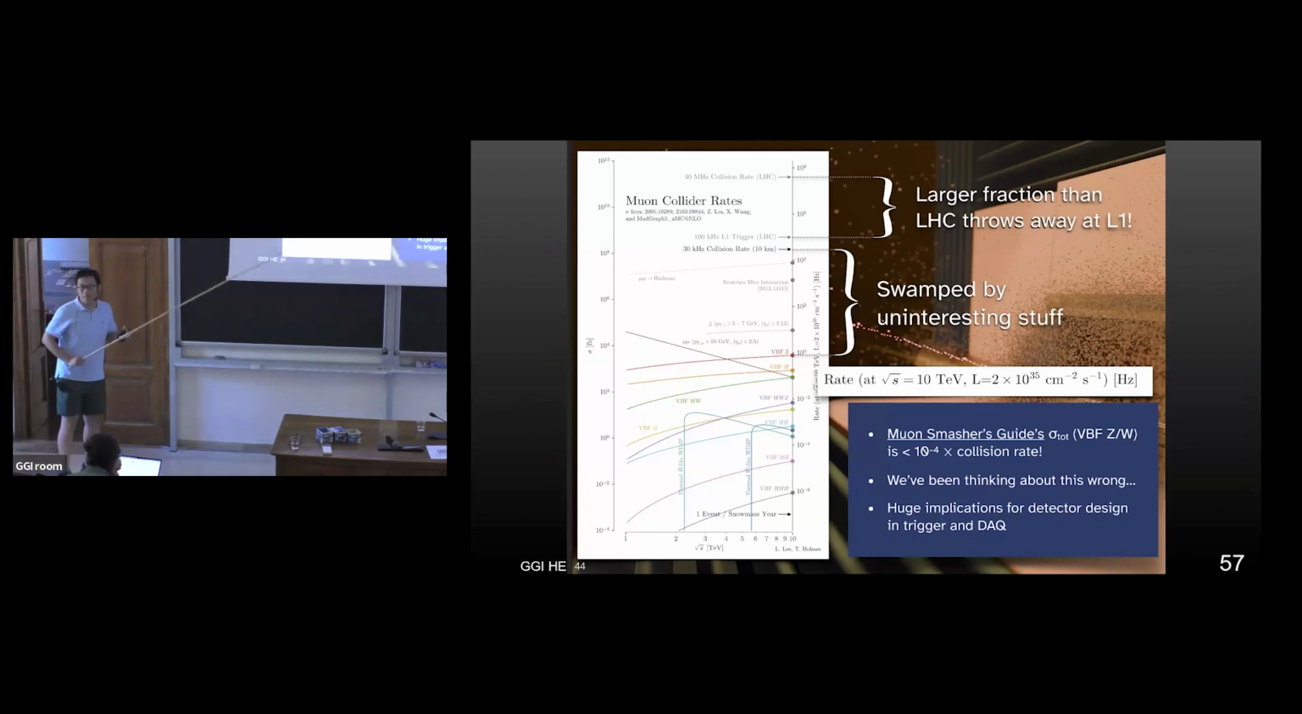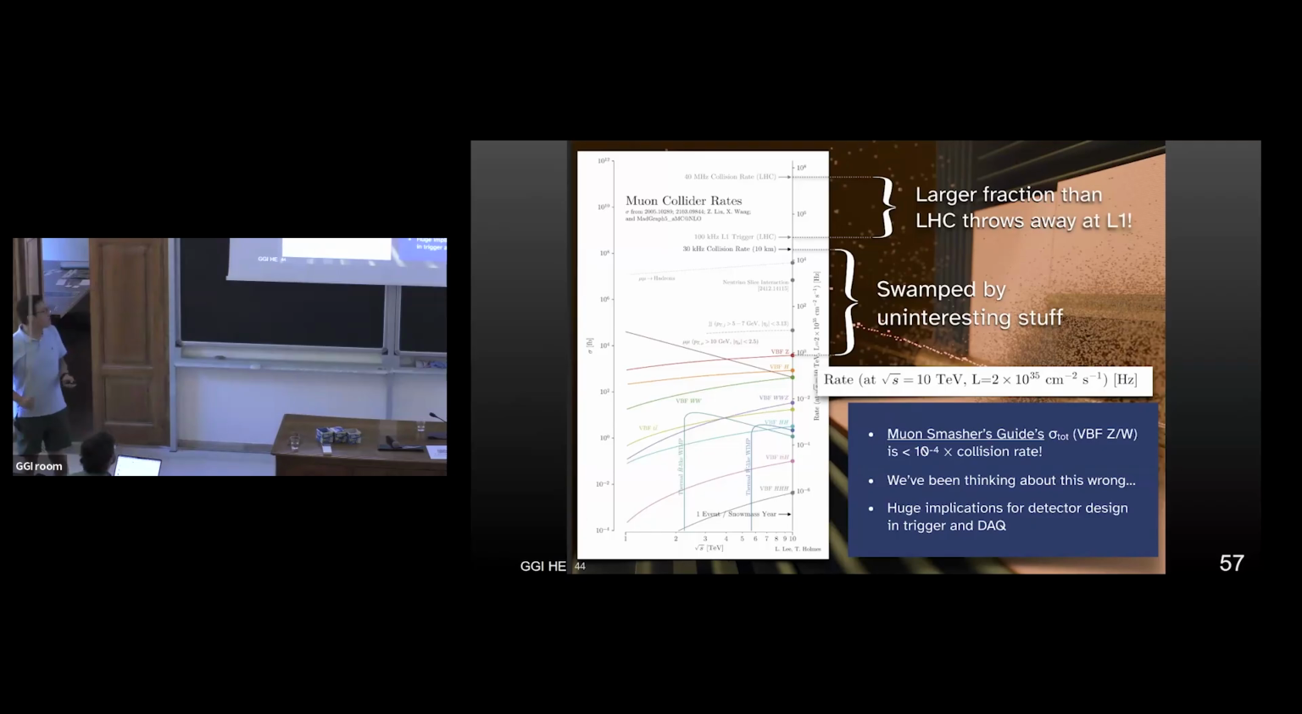This is a beautiful plot made by Larry and Towa. In fact, this plot makes me think again about this gap. The gap shows the beam interaction rate is here, and the collision rate is over here. But for the physics-digest events, or VBF Z boson, there is a gap of a few orders of magnitude. So from a serious point of view, I wouldn't call this swamped by uninteresting stuff.